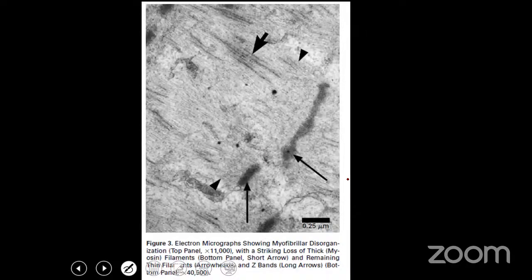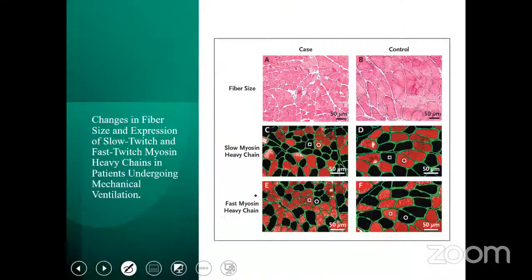The electron microscope micrographs show myofibrillar disorganization and a striking loss of thick myosin filaments, and that is the short arrow. This is the thick myosin filament, and this is a short arrow. You can see the thick myosin filament is getting degenerated, and the remaining thin filaments, the long arrowheads, are the actin elements and Z bands, or long arrows. This is a Z band, and another one is the actin filament. They are preserved, so myosin filaments are lost.